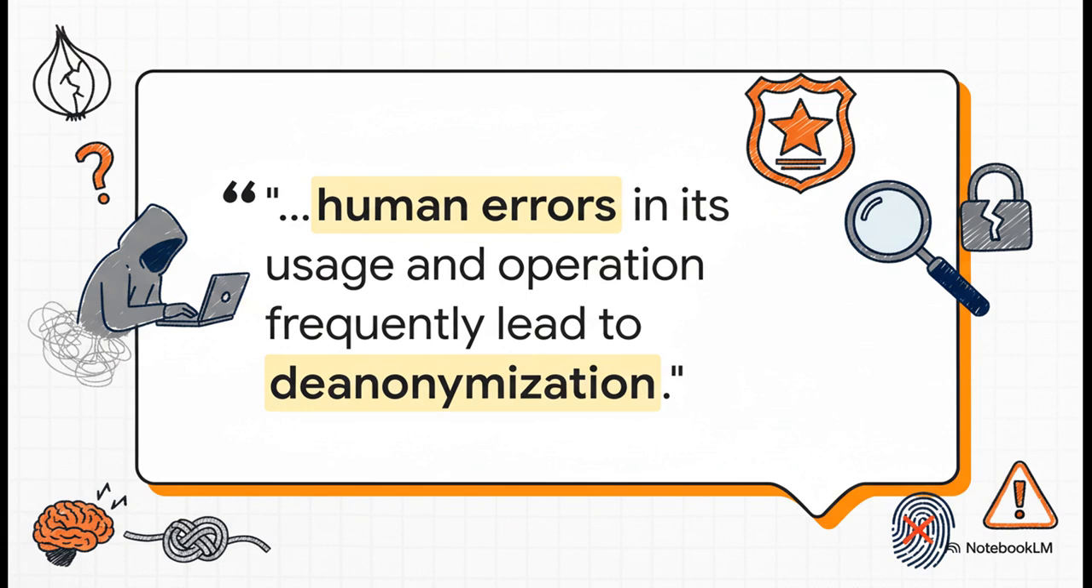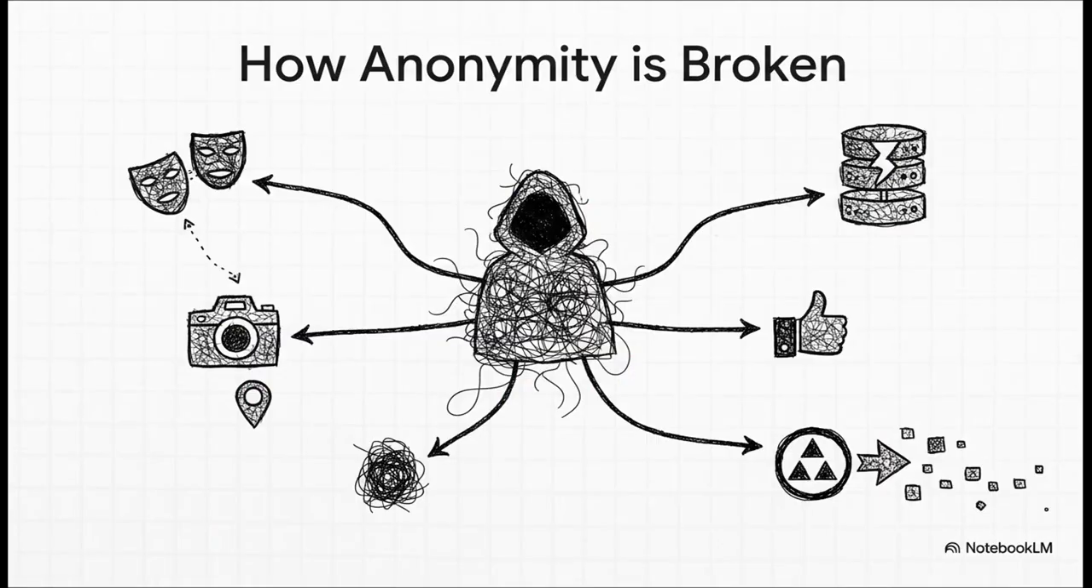This quote just sums it up perfectly. Human errors frequently lead to de-anonymization. The technology can be almost perfect, but people are not. And what kind of human errors are we talking about? Honestly, a lot of them are surprisingly simple mistakes.